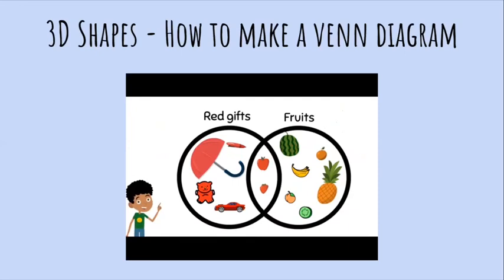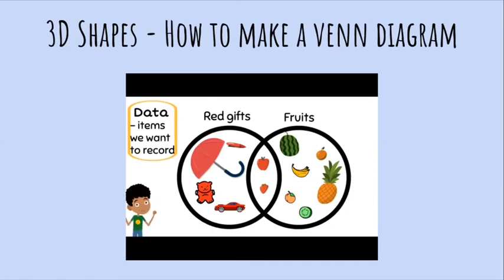What we see right now is called a Venn diagram. The items inside the circles, or Ivan's presents from his mom, are the data. In other words, data is any item or object that we want to list down or record. Wasn't that fun and easy?